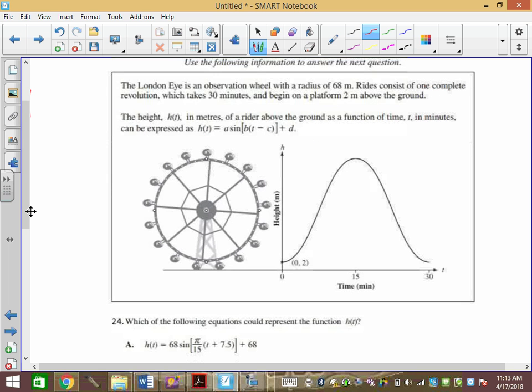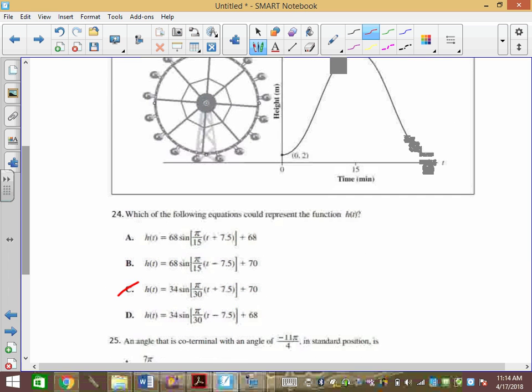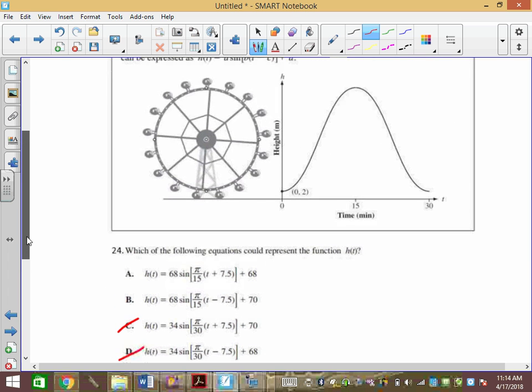London Eye observation wheel with a radius of 68. Radius means what? Fancy word for amplitude, which is your A. Down to A and B. Didn't even get past the first sentence.